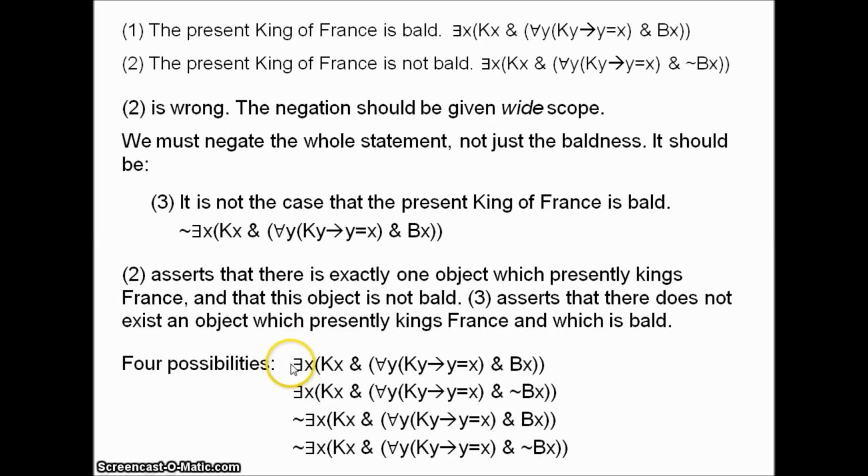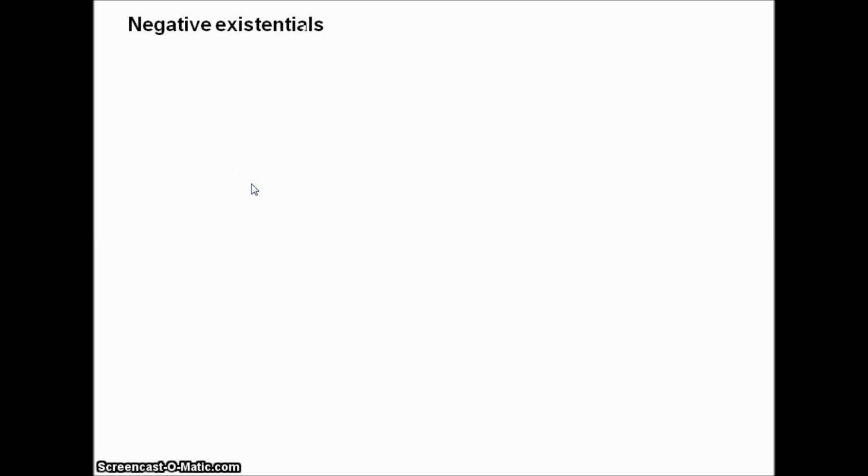Now the first 2 assert that there exists an object which presently kings France, and therefore they're obviously false. The second 2 assert that there does not exist such an object, so they're true. So that's empty terms. Okay, negative existentials. The present king of France does not exist.